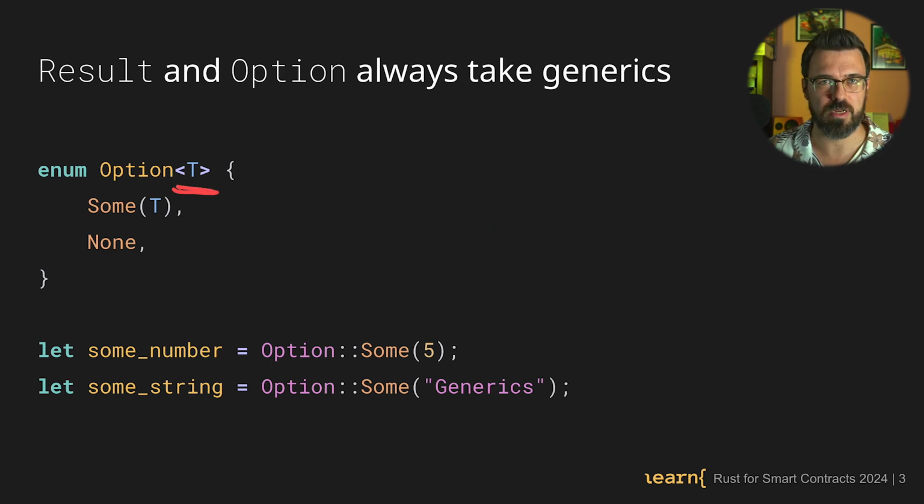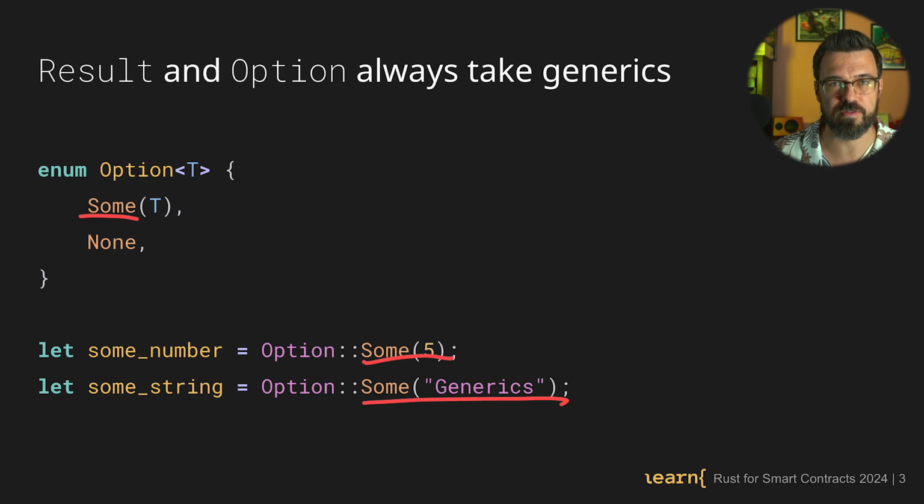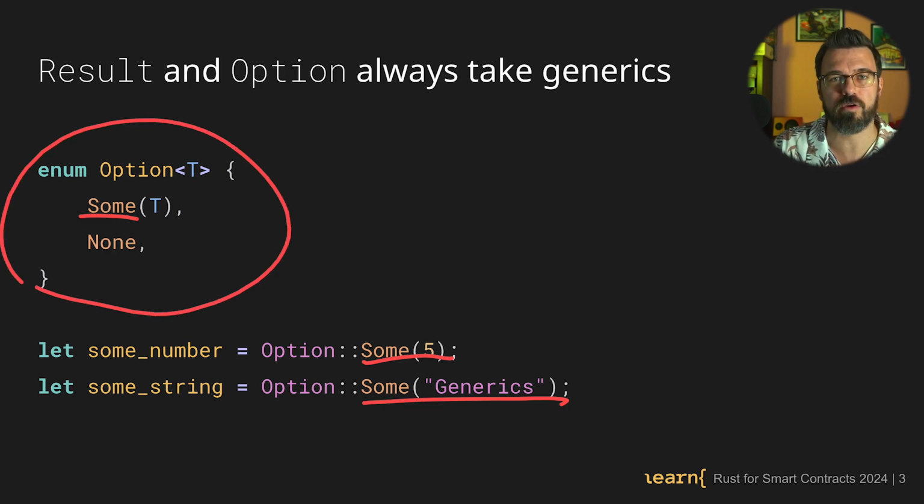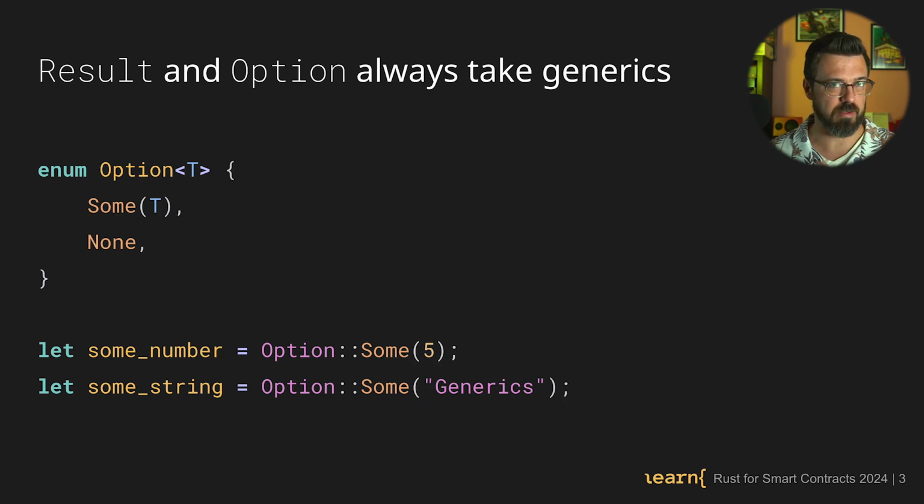So in the Option enum, whenever you're working with options, what this means is that whatever the T is up here, that's what the type is down here, and it's any type. So here you can have Option Some with 5, and that's a number, u64 by default, or "generics", and that's a string slice. And it works fine. This code works fine. Any code you run on it works fine because it is a generic type.